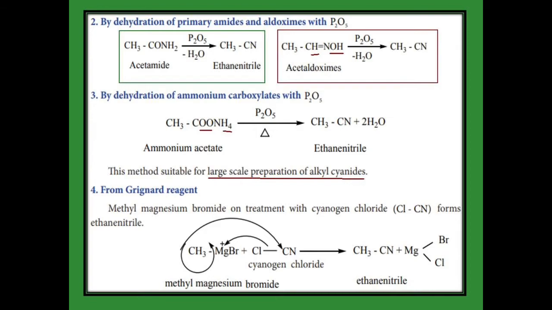The next one is from Grignard reagent. For example, we are taking methyl magnesium bromide. When it reacts with cyanogen chloride, formula ClCN, the Cl is taken away by MgBr, so we get MgBrCl. Then CH3 is attached with the CN. Here we are getting ethane nitrile.